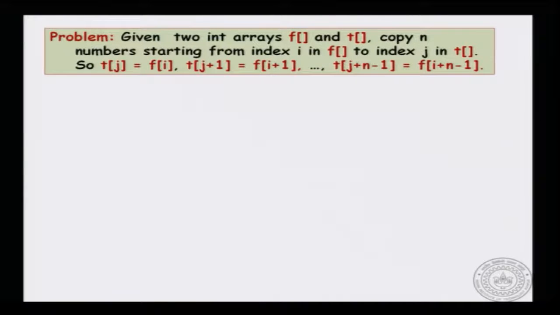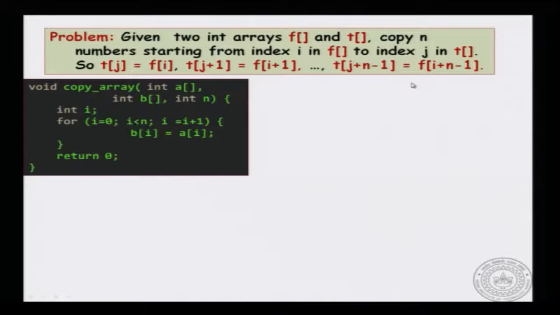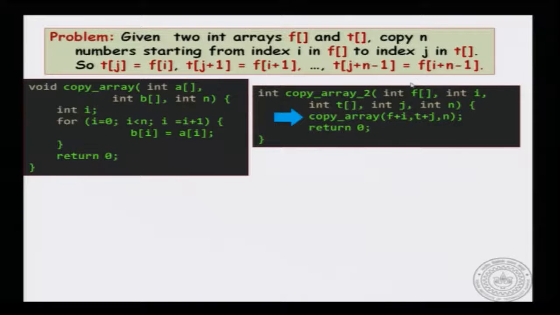Here is the problem that I have, and I want t[j] equal to f[i], t[j plus 1] equal to f[i plus 1], and so on up to t[j plus n minus 1] equal to f[i plus n minus 1]. Let's try to see what happens in this function. Suppose I call copy array 2 from main using the arrays f, t, i, j and n. And that function merely calls the old copy array function using f plus i, t plus j and n.